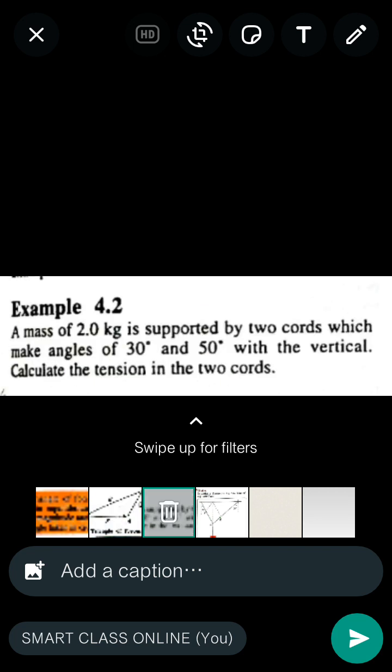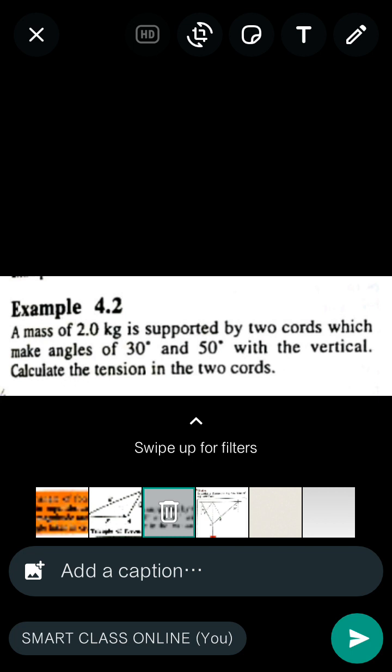A mass of 2 kg is supported by two cords which make angles of 30 degrees and 50 degrees with the vertical. Calculate the tension in the two cords. To solve this, first of all, the mass, which is given in kg, will be converted to weight, because weight is a force. So W is equal to mg, which gives us W is equal to 2 times 10, which is 20 Newton.